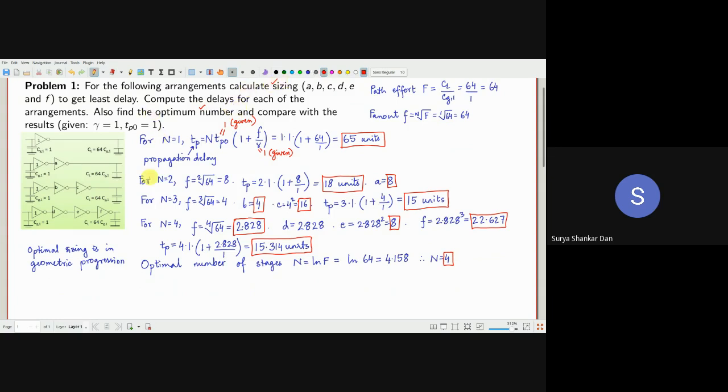So in the first part of the problem, before this, whatever we have done over there, we are trying to calculate the sizing. That means we are trying to optimize. In both cases, we are trying to optimize for the minimum delay, okay, minimum delay of the path. So in the first problem, it was asking, for the following arrangements, calculate the sizing to get the least delay.